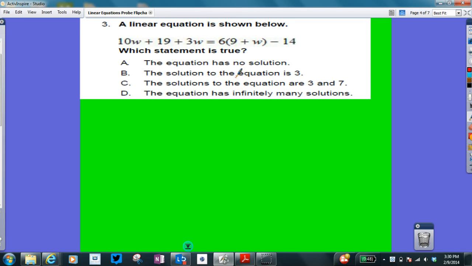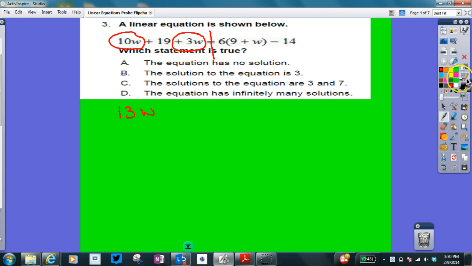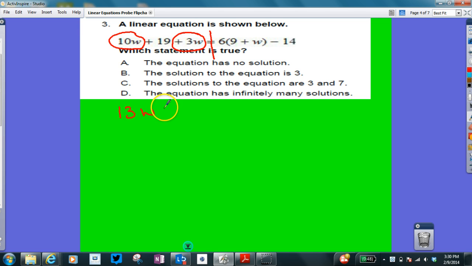I'm going to be using a couple different colors. Again, I always want to draw my line of scrimmage. I want to separate these two sides. So now I have 10w plus 19 plus 3w, all on this side of the equal sign. I want to ask myself, is there anything I can combine on this side? Well, I see 10w and then I see plus 3w. They're the same, so I can combine them. You've got 10w plus 3w, 13w. Now, can I do anything else to that side? All I have left is a positive 19. Just going to bring that down.